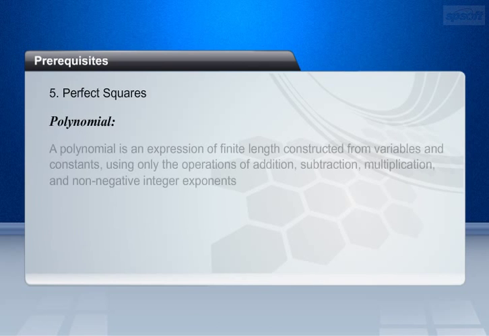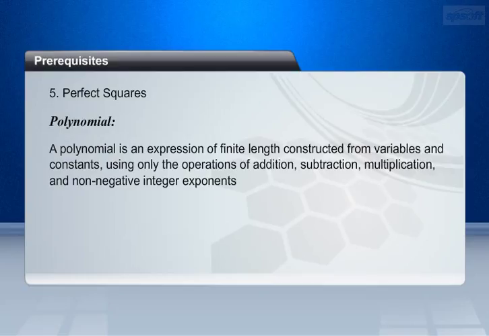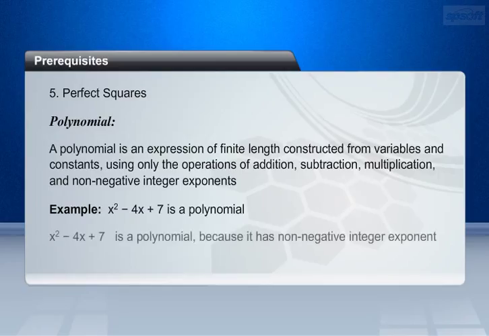Polynomial. A polynomial is an expression of finite length, constructed from variables and constants, using only the operations of addition, subtraction, multiplication, and non-negative integer exponents. Let's see some examples. Example 1, x squared minus 4x plus 7. The given expression is x squared minus 4x plus 7. x squared minus 4x plus 7 is a polynomial, because it has a non-negative integer exponent.